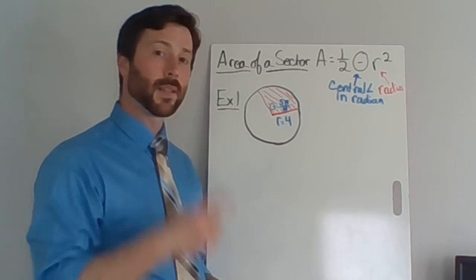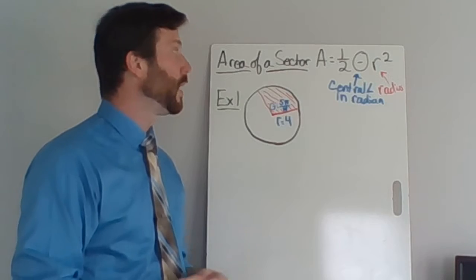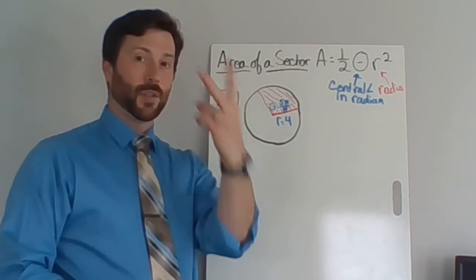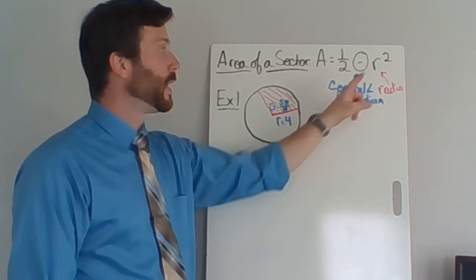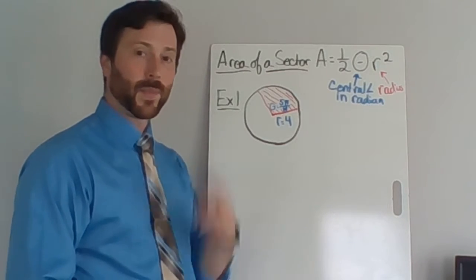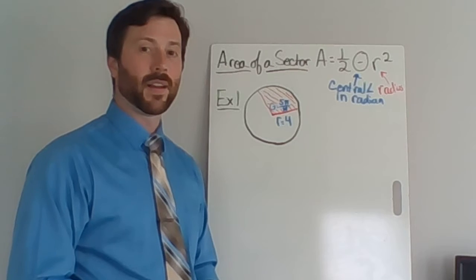Now, there's a couple different ways that I can find the area of that circular sector. The simplest way to do it, though, requires two things. Number one, you need the central angle in radian measure. Number two, you need the radius of that circle. You have those two things, you can find the area of that sector.